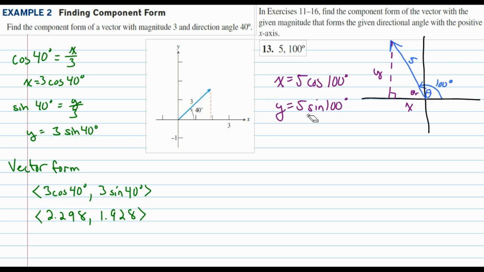The y-coordinate then is going to be 5 times sine of 100, which means that in vector form, that's going to be negative 0.868, or 5 cosine of 100 degrees, and then 5 sine of 100 degrees, which is 4.924.